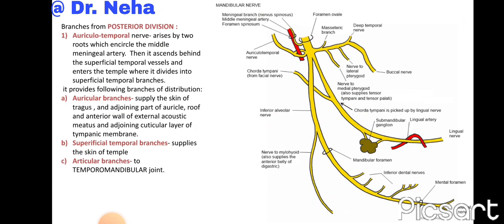First is auricular branch, which supplies the skin of tragus, adjoining part of auricle, roof and anterior wall of external acoustic meatus and adjoining cuticular layer of tympanic membrane. Second branch is superficial temporal branch. It supplies the skin of temple. Third is the articular branch to the temporomandibular joint.